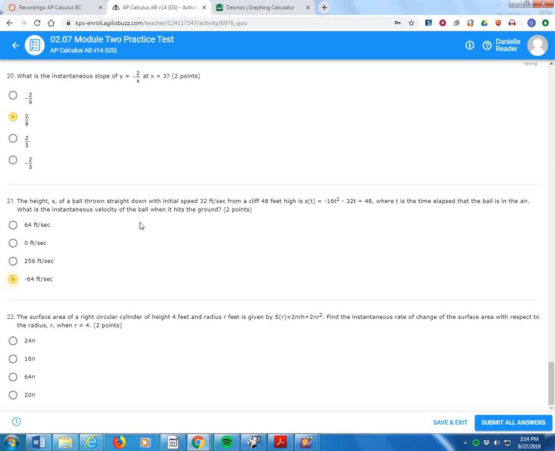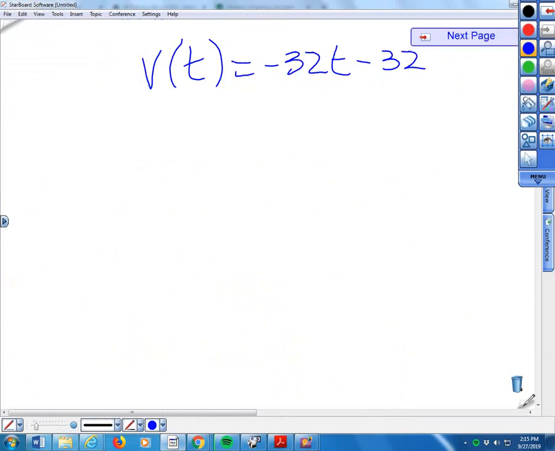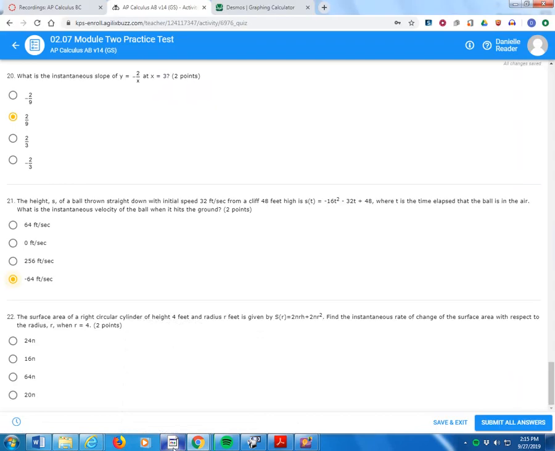Okay. The surface area of a right cylinder of height 4 and radius r is given by that function. Find the instantaneous rate of change of the surface area with respect to the radius when r is 4. Okay. So this is 2 pi rh, 2 pi r squared. And this is the surface area.